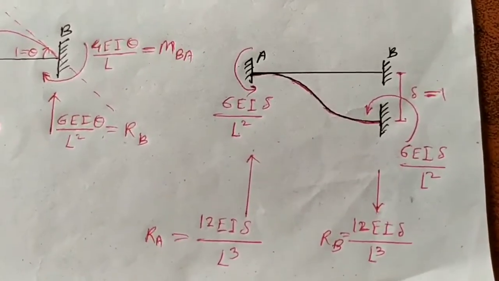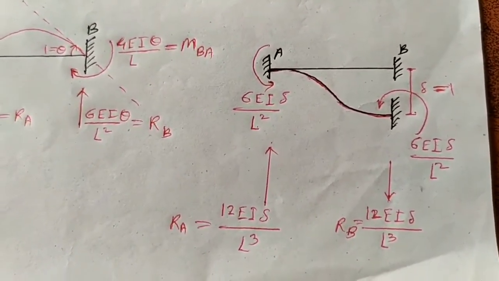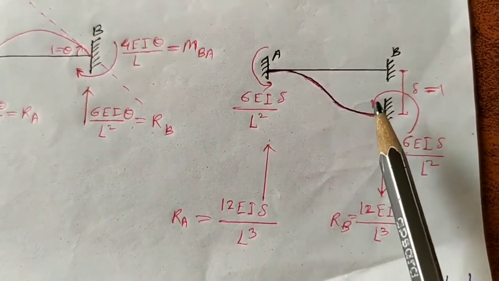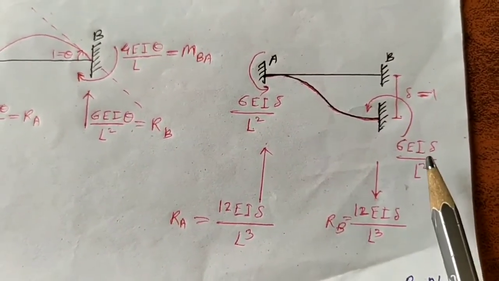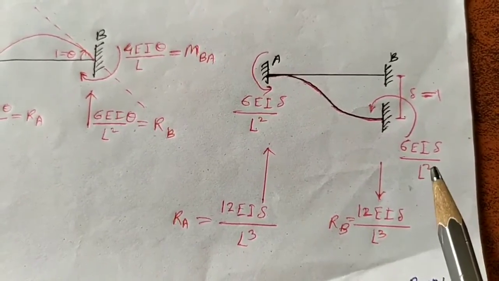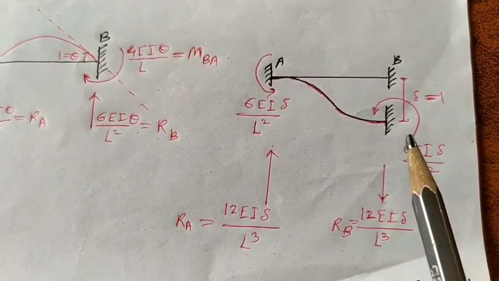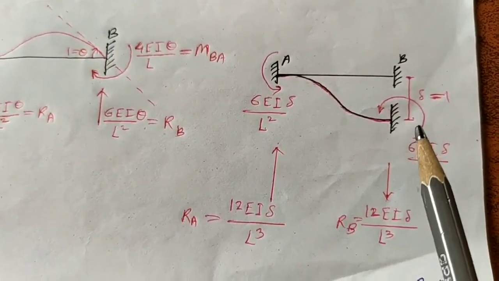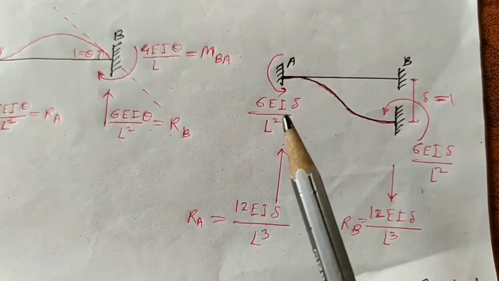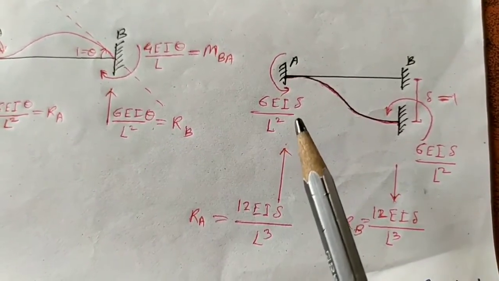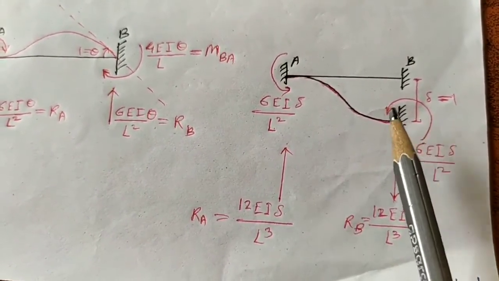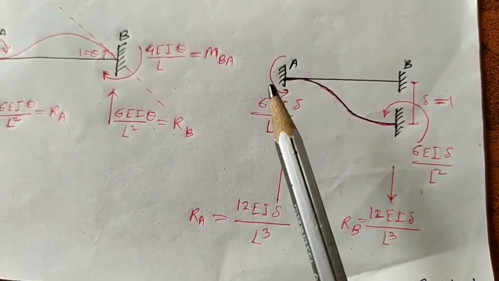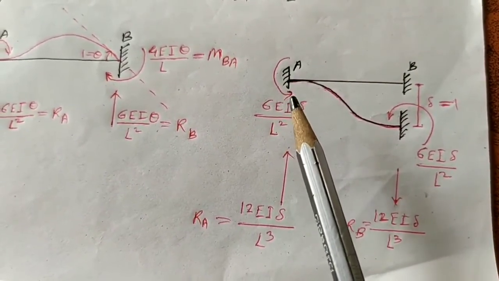Now come to this diagram. If you want to get delta equals to 1, this is the amount of the moment required to be applied. That is 6 EI delta upon L square is the amount of the moment required to be applied at the end to get delta equals to 1, and at the next end the same moment is getting transferred with the same sign. This moment is applied anti-clockwise, so here also the moment comes out to be anti-clockwise.